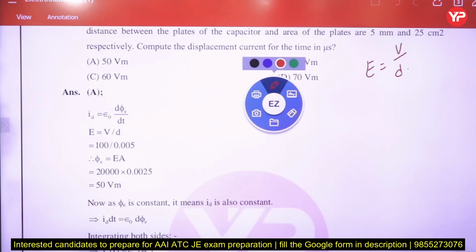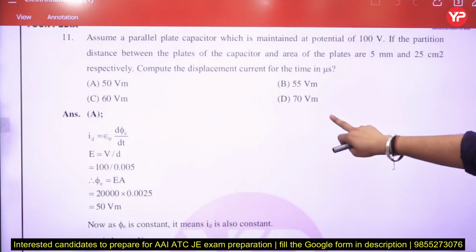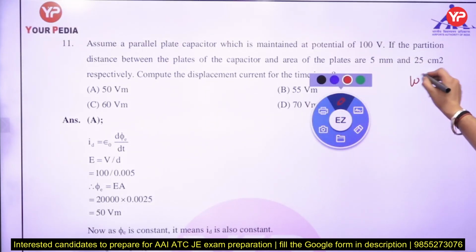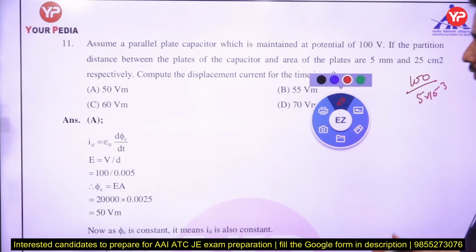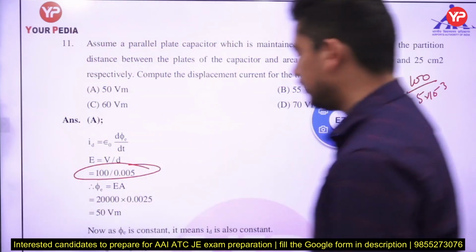Voltage upon distance, that will be V. How much voltage is given to you? Let me check it. V over D. Yeah, potential is given to you, that is 100. So 100 over D. D is the distance between the plates, that is 5 mm, 10 raised to power minus 3. When you solve it, you can check it here. The electric field intensity is given by this one.